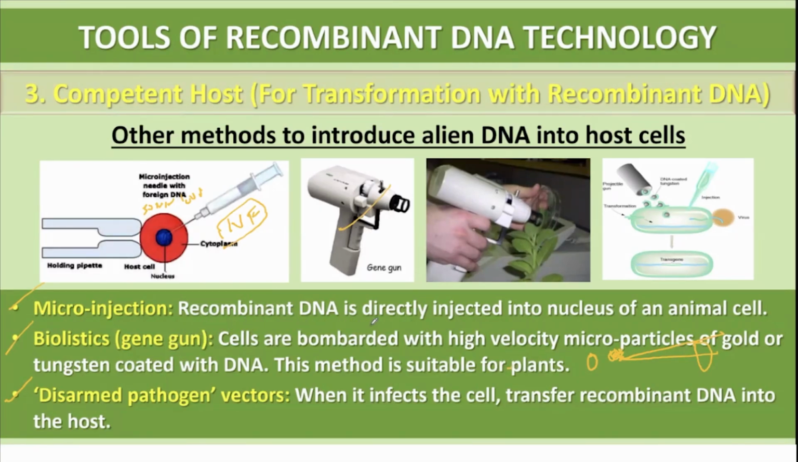Here, when the pathogen infects the cell, it transfers the recombinant DNA into the host. We have already studied this; we know about Agrobacterium fumigation. So these are the three other methods. Let's have a recap on this one.